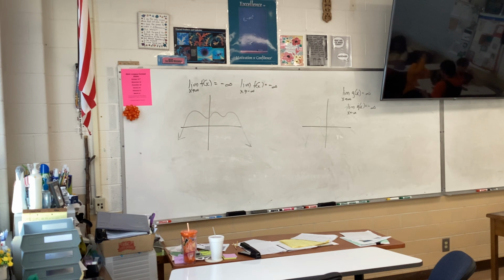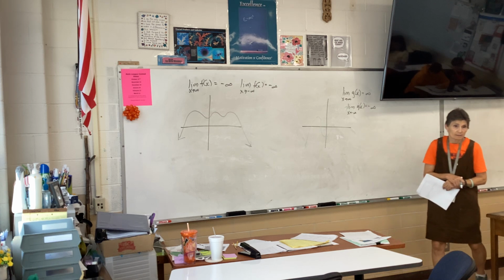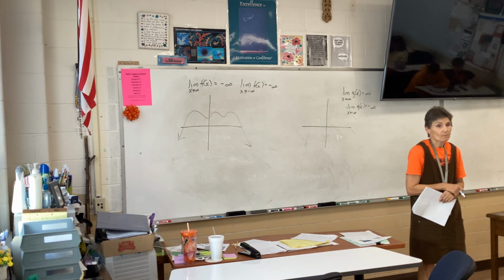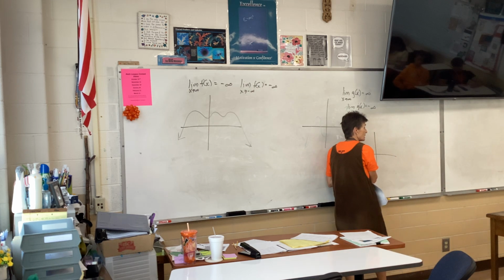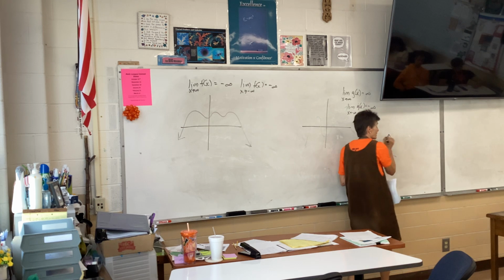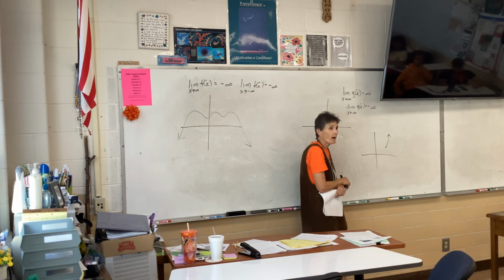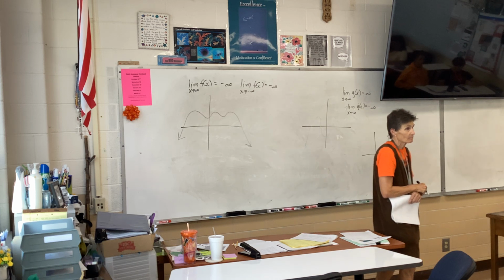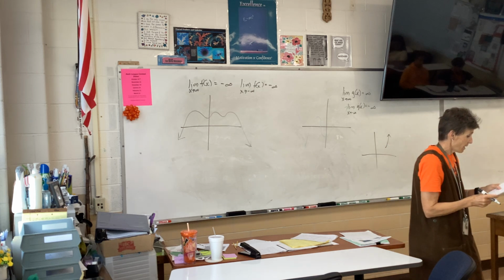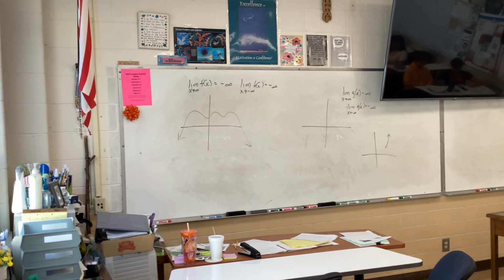The right side is always going to go up if the leading coefficient is positive. Think about it for a minute. If you are an even degree with a positive coefficient, you're going to be going up. If you're an odd degree with a positive coefficient, you're also going to be going up. So the right side is always going to go up if the leading coefficient is positive. And it's always going to go down.